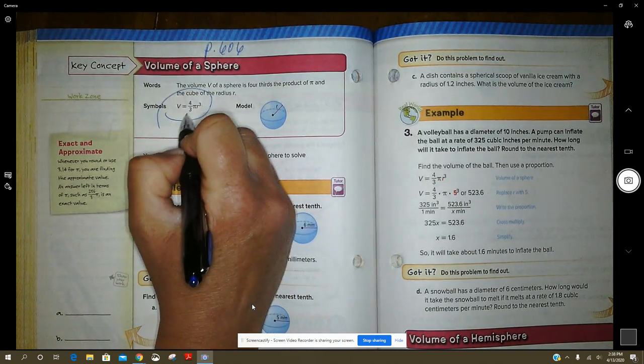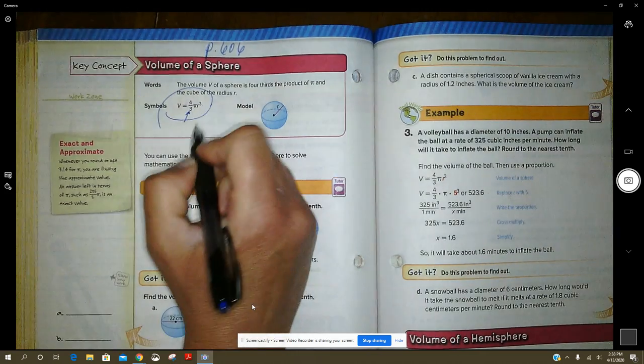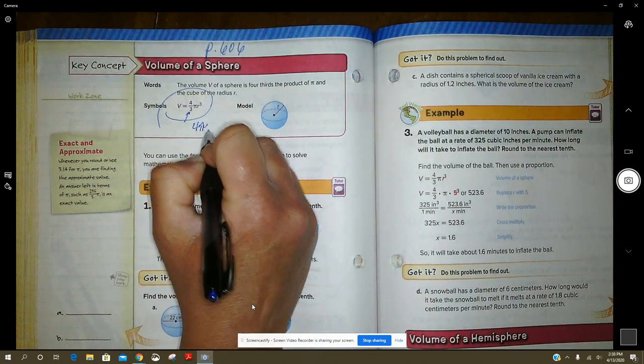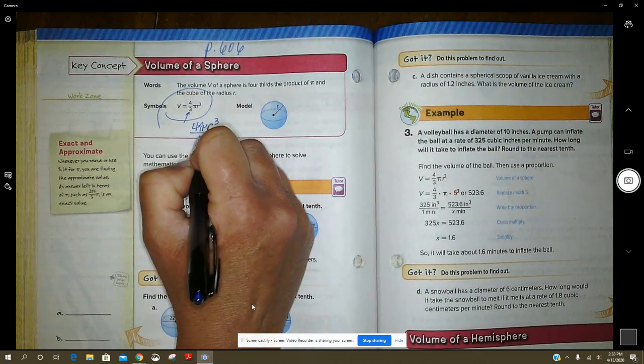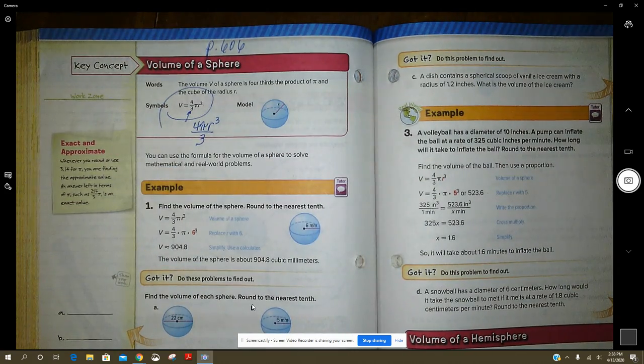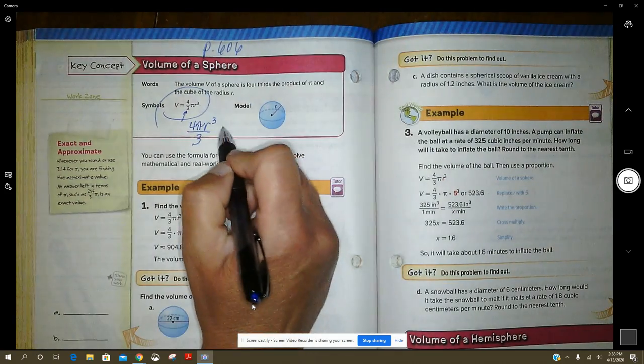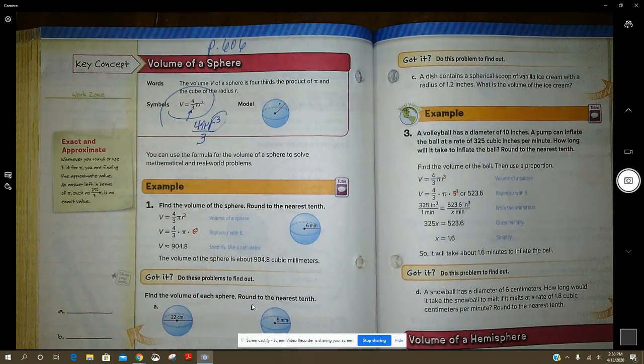Now, this fraction, for those of you that are kind of freaked out about it, you can do 4 pi r cubed and then divide by 3. That will give you the same thing as doing times 4/3. But the thing that's really different is that you have to do the radius to the third power, okay?